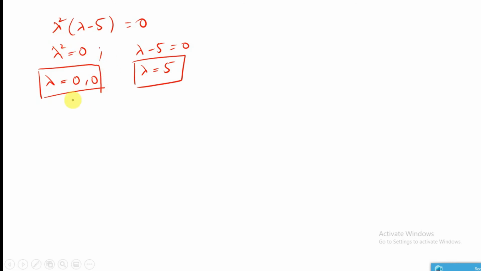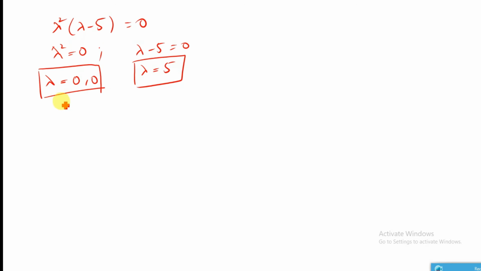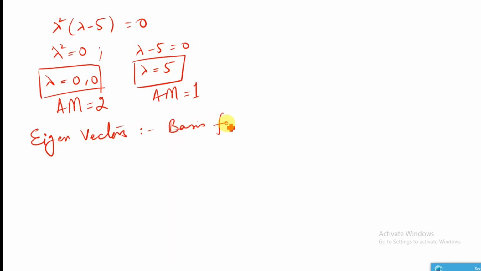We have discussed that if we have a repeated value, then its algebraic multiplicity becomes equal to 2, and for the other value the algebraic multiplicity becomes equal to 1 because it's only one value. So now these are the eigenvalues. Similarly, we can find the eigenvectors, which are also known as the basis for the eigenspace.